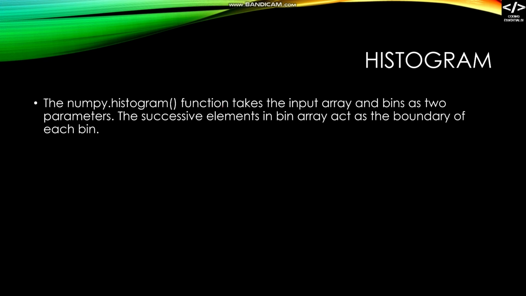Moving on to histogram. The NumPy histogram function takes the input array and bins as 2 parameters. The successive elements in the bin array act as the boundary of each bin. For example, if we have taken 0, 20, 40, then the first bar would be from 0 to 20 and the second would be 20 to 40, like this and like this, continuous bars.